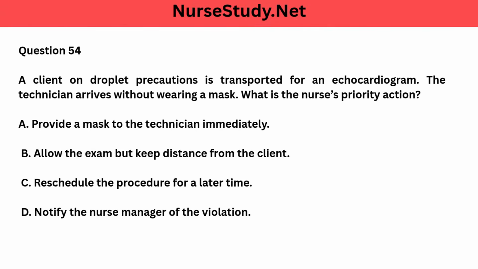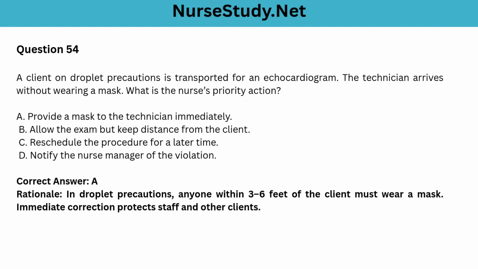Question 54. A client on droplet precautions is transported for an echocardiogram. The technician arrives without wearing a mask. What is the nurse's priority action? A. Provide a mask to the technician immediately. B. Allow the exam but keep distance from the client. C. Reschedule the procedure for a later time. D. Notify the nurse manager of the violation. Correct answer, A. Rationale. In droplet precautions, anyone within 3 to 6 feet of the client must wear a mask. Immediate correction protects staff and other clients.